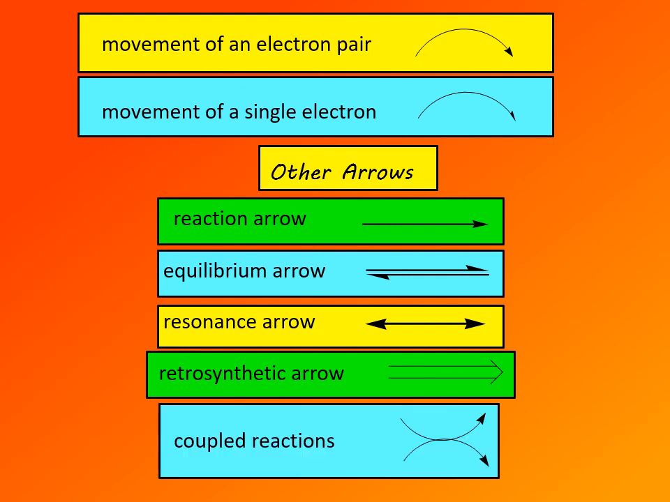Finally, two curved arrows that are touching indicate coupled reactions. So these coupled arrows don't indicate movement of electrons, since they are two curved arrows that are touching, so it's not a single curved arrow. They indicate coupled reactions, and they're not used that much in organic chemistry, but they are used a lot in biochemistry. So you will probably encounter that when you take a biochemistry course.